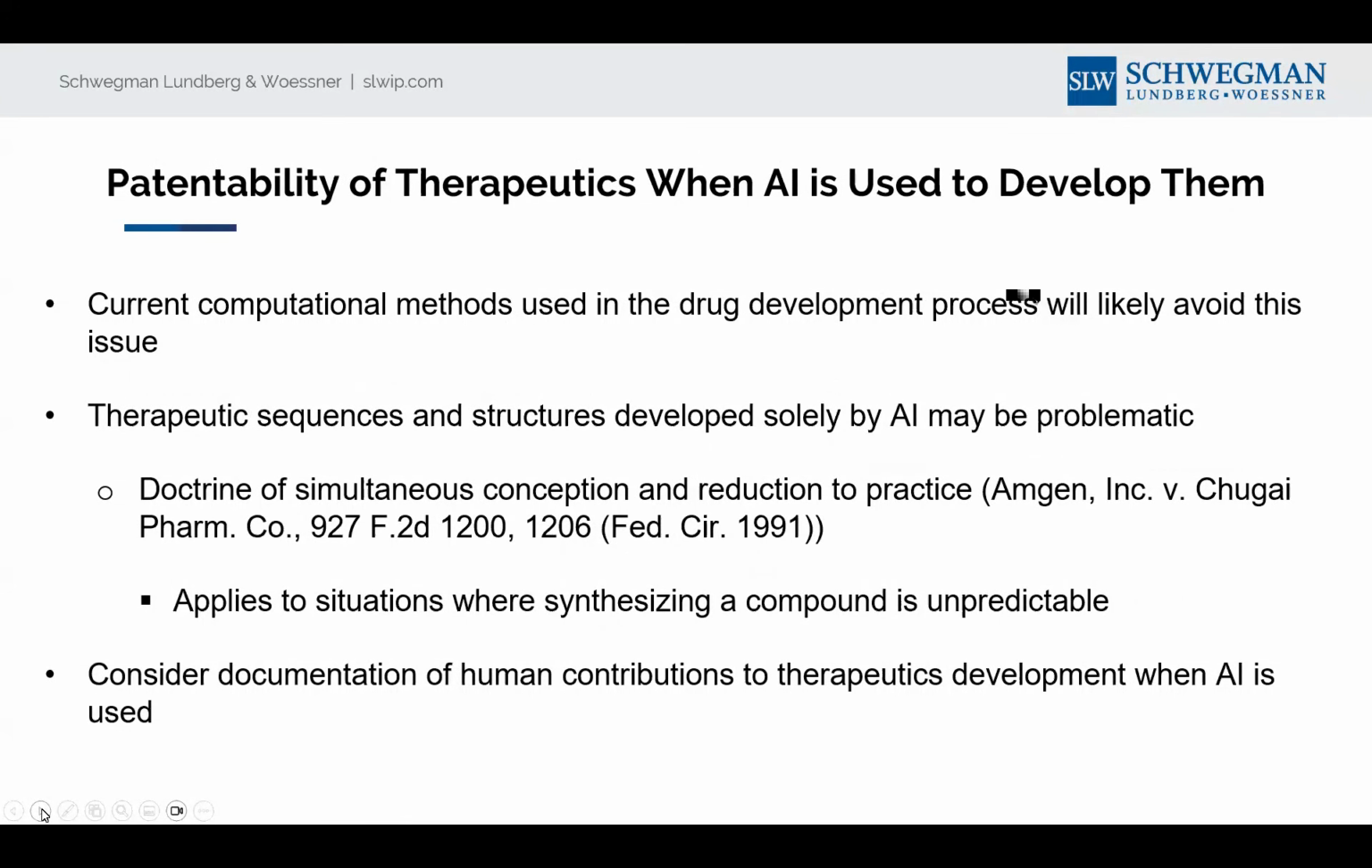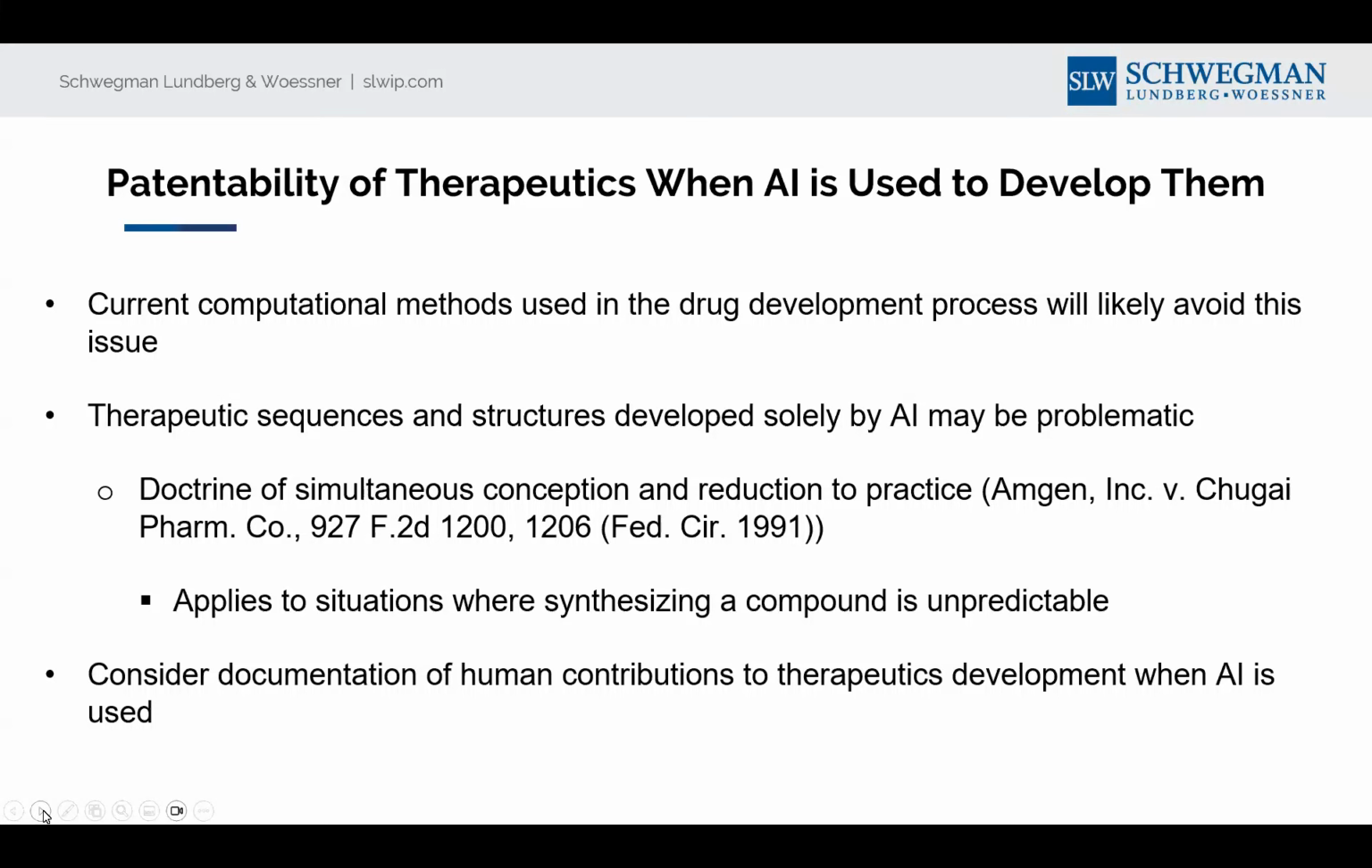As I mentioned before, the current computational methods are probably likely to avoid this. One thing that helps with therapeutic sequences and structures is the doctrine of simultaneous conception and reduction to practice. Oftentimes, especially with small molecules, you need to really tweak the molecule itself and make changes to it after you found a good lead, and a lot of times that's done by humans. In order to synthesize it, the process isn't necessarily predictable. It might be a difficult, unpredictable process. And so when you reduce it to practice, when you have just figured out how to synthesize the molecule, some cases have found that conception happens at the same time.